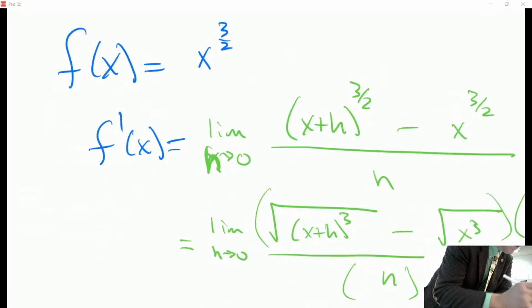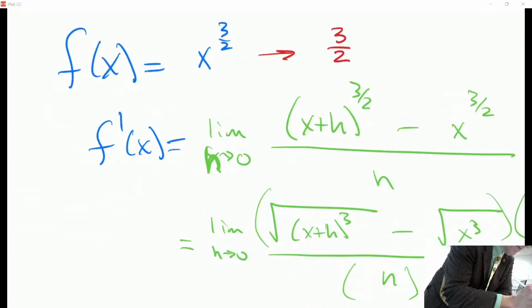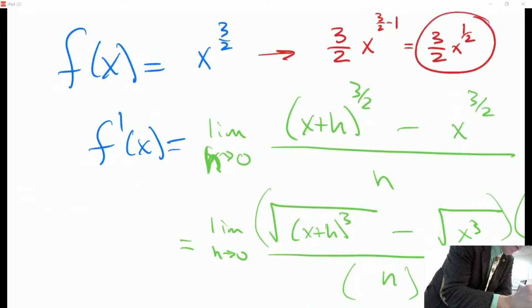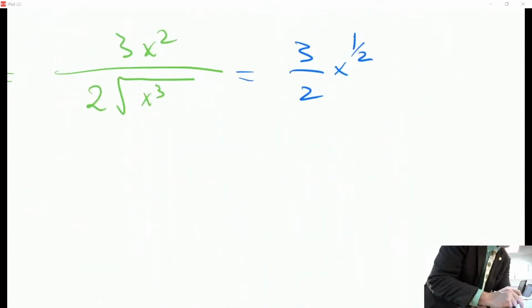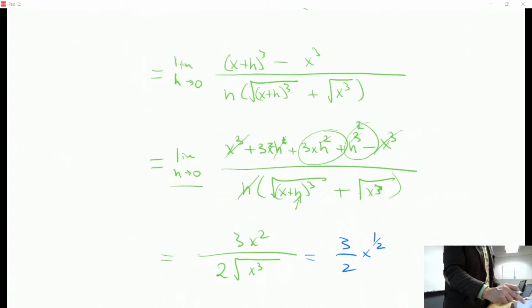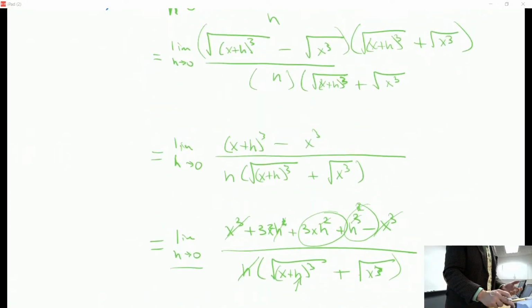So let me just show you this. You take that, you do 3/2 times x to the 3/2 minus 1, which is 3/2 x to the 1/2, which is exactly the same thing as what I did. All of that work is not necessary anymore.